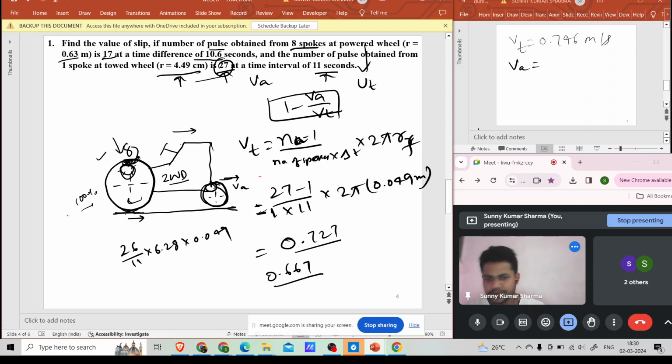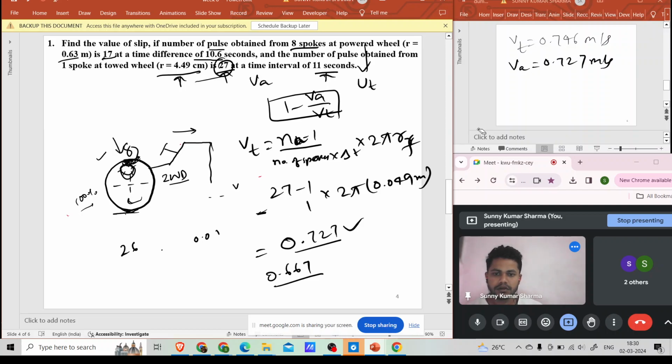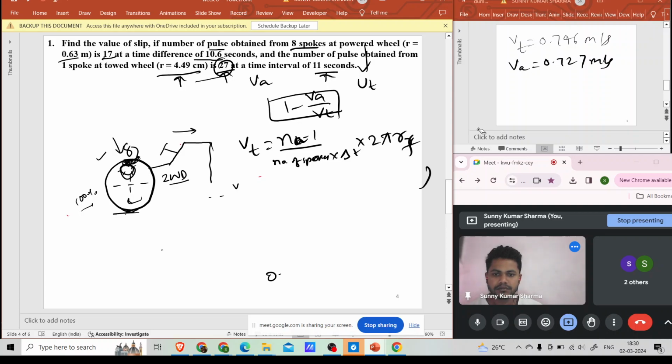0.727 is coming now. Okay, it is 0.727 meter per second. Now I can put this value in the slip formula: 1 minus 0.7375, 0.786.